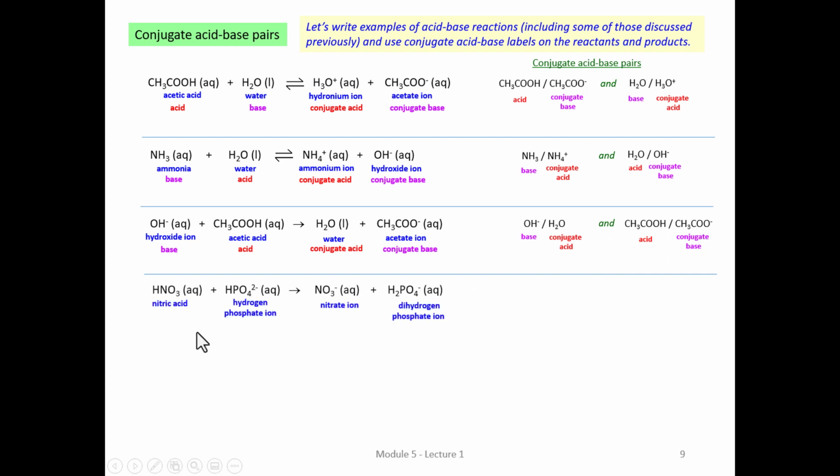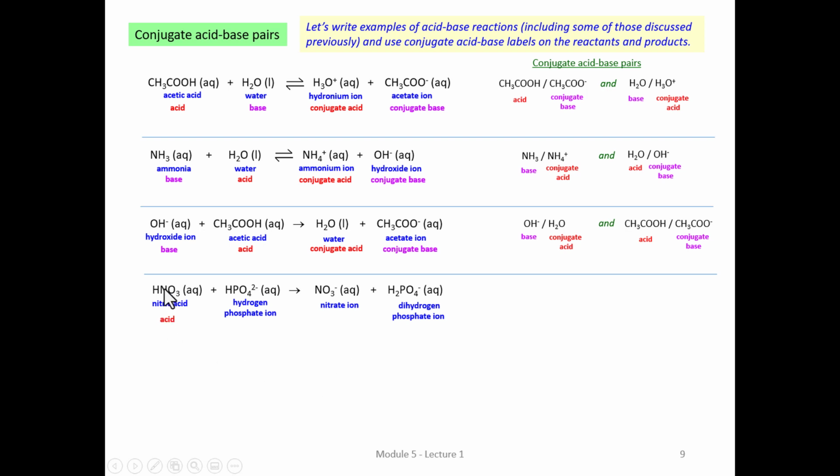And finally, here's one that you haven't seen before. What happens if we react nitric acid with a hydrogen phosphate ion? Well, if you do that, there is an acid-base reaction. The nitric acid donates an H plus to the hydrogen phosphate ion to leave nitrate and the dihydrogen phosphate ion. This reaction goes to completion because it turns out nitric acid is a strong acid. Hydrogen phosphate ion is acting as a weak base, and so the strong acid drives this to completion. Again, we'll get more into strong and weak soon.